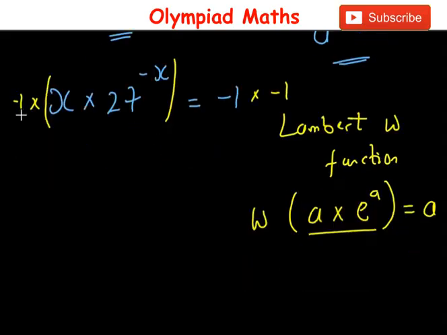And to do so, simply multiply both sides of the equation by minus 1. If we do this, minus 1 times x is minus x, then times 27 raised to power minus x equals minus 1 times minus 1, which is plus 1.